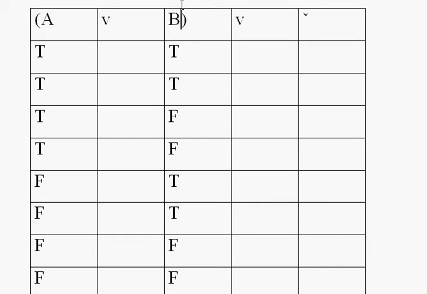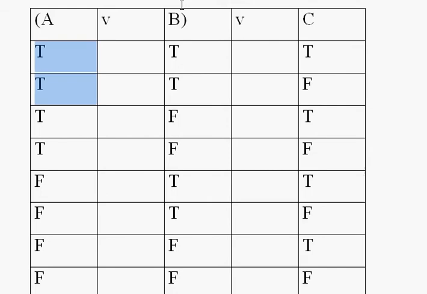And then you come over to the letter C, and since this is the last one, you go true, false, true, false, true, false, true, false. And you now have all the possible truth values for that. So what you would then do is you would go through.